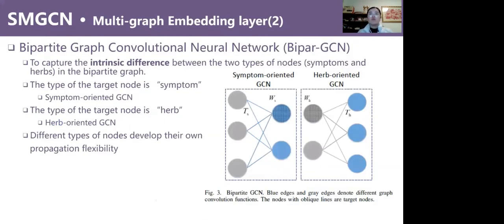Next, we zoom in on the BiPAR GCN part. BiPAR GCN is to capture the intrinsic difference between the two types of nodes. When the type of the target node is symptom, the symptom-oriented GCN is triggered. When the type of target node is herb, the herb-oriented GCN is triggered. In this way, different types of nodes develop their own propagation flexibility.